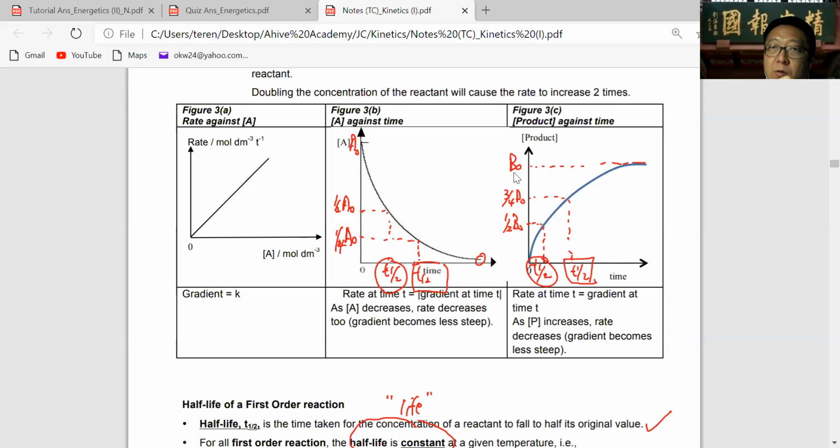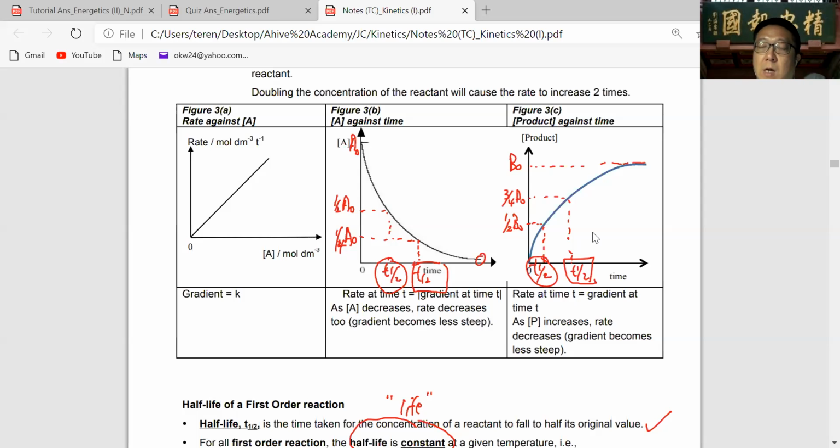If the full amount is B0, B0 means the final concentration of the product. So the first half-life is here. The second half-life is the time taken for half of this remaining amount to form. This half of B0 is 1/4 B0, so you add up to the original to get 3/4 B0. This part here you must understand, because when you look at the product, it's the other way around. Your product is dependent on the reactant. So your reactant drops this way, right? You see, your product also forms in this manner, upwards.